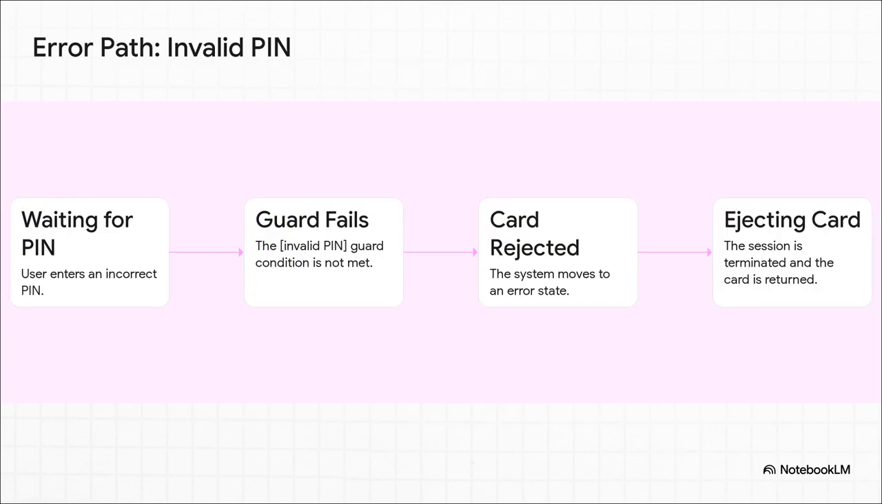And here we can see that unhappy path in action. The user enters a bad PIN. So the guard condition, the rule, fails. It's a no. That means the system can't move to the processing state. Instead, the diagram forces it to follow a different path over to the card rejected state. And from there, it ejects the card. And this right here is why these diagrams are so powerful. They make you think through and plan for both success and failure.